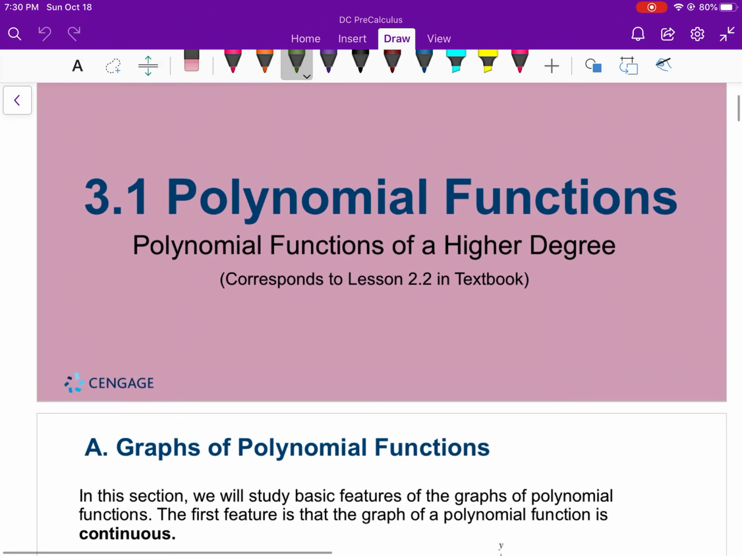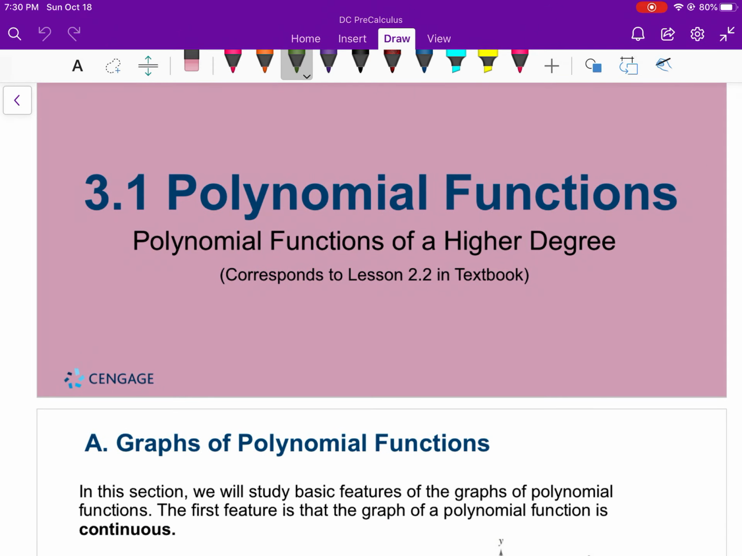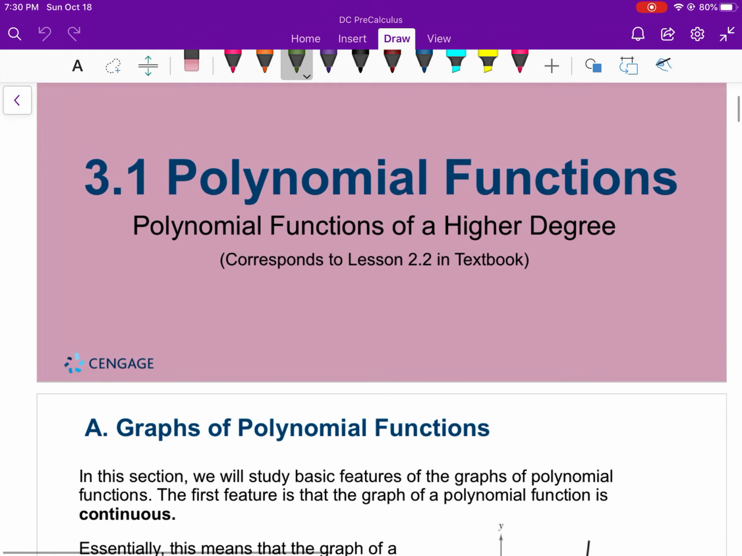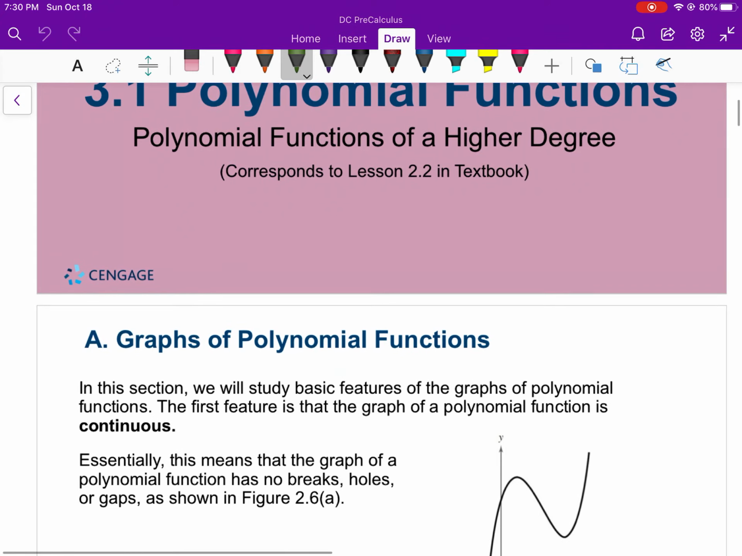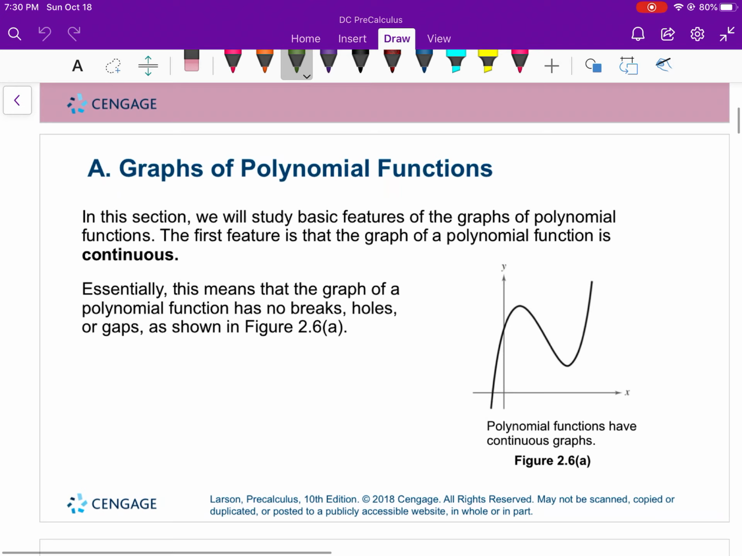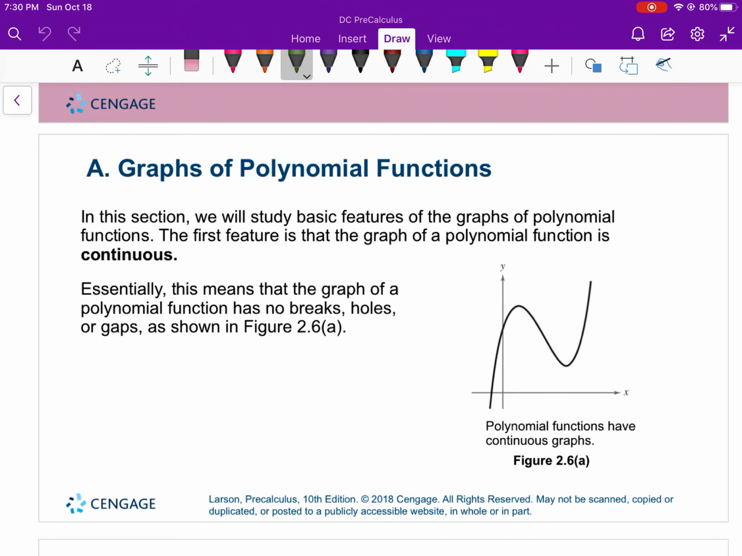So what we're going to start off with are polynomials, what they are, what they look like, things like that, what we can predict by looking at the equation. These are all going to be higher degrees, so we're looking at degree higher than 2. All right. As you write down notes about polynomials, there's some key things you need to know.